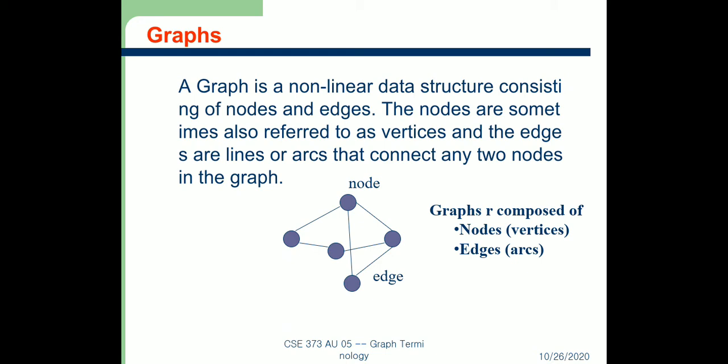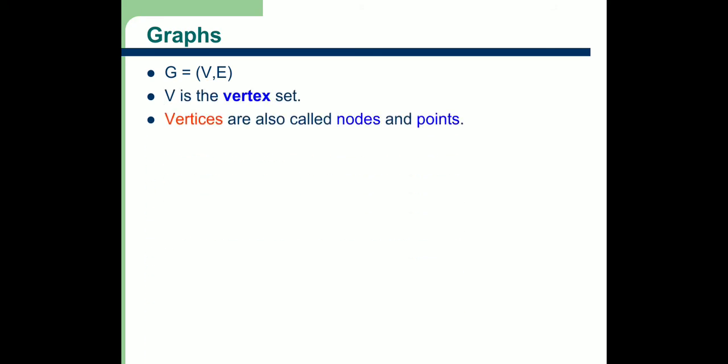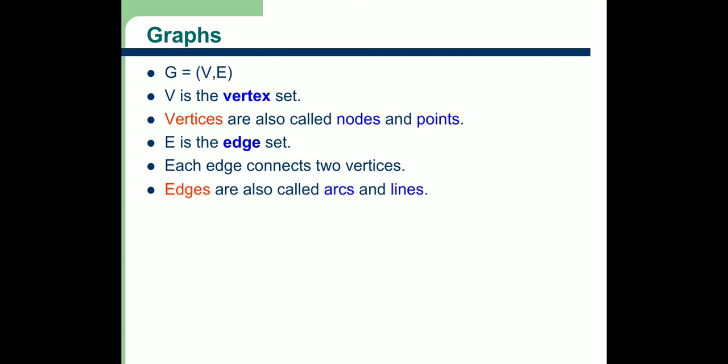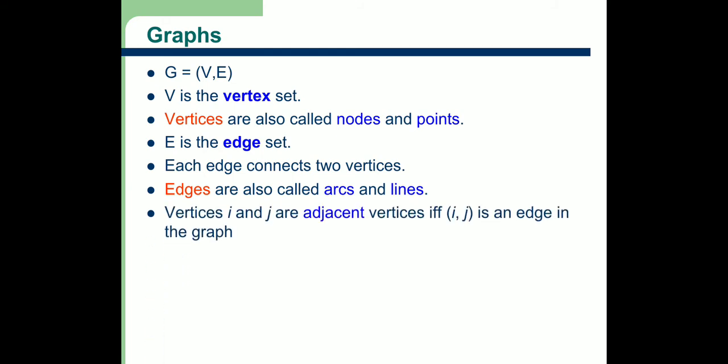Next thing is, when we define a graph, we define it as G equal to (V, E), where V is the set of vertices. The set of vertices is also known as nodes or points. E is the set of edges, and an edge is a connection between two vertices, and it is also known as an arc or line. Next, two vertices, suppose I and J, are adjacent to each other if and only if there is an edge between I and J, and I and J are incident. There is an incident edge between I and J.